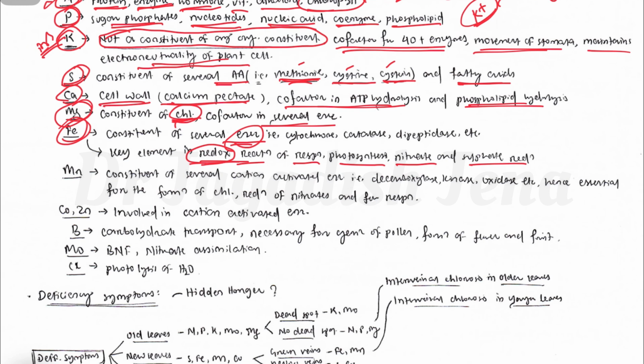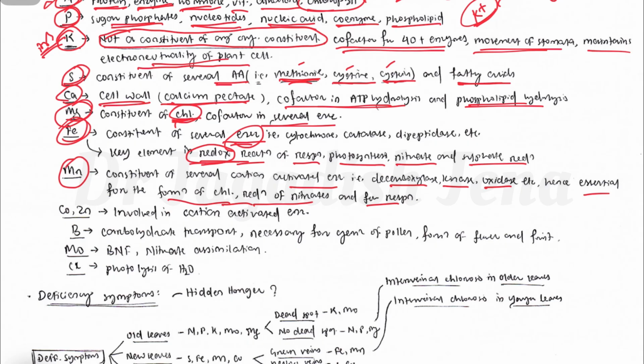Now after iron, manganese. What is the role of manganese in plant? That is a constituent of several cation activated enzymes like dehydrogenase, kinase, oxidase, etc. Hence essential for the formation of chlorophyll, reduction of nitrate and for respiration. In all these processes manganese is essential, and manganese is a micronutrient.